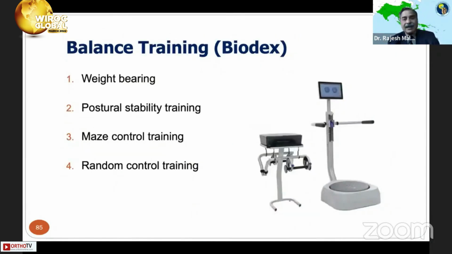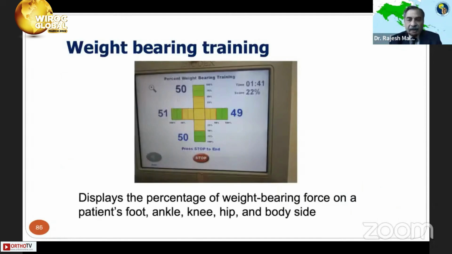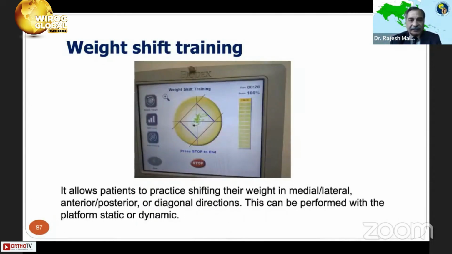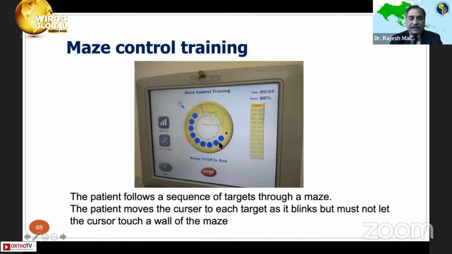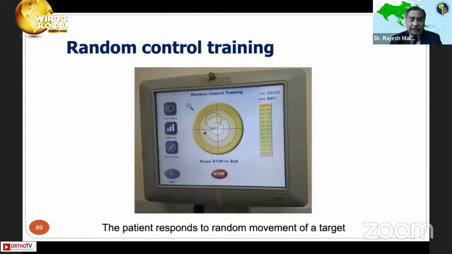This is an example of balance training by Biodex, which allows weight training, postural stability training, maze control training, and random control training. So this is a typical screen where you can show how much load the patient is putting on each side, and he can be trained to shift the weight, and that way he can keep on improving his balance. This is a maze control training where the patient can shift his balance to hit the targets sequentially one by one, learns to control his body better and get better results.